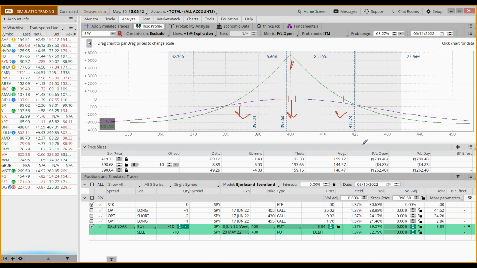VIX equals IV or stock price change. The VIX is IV, right? It is the implied volatility standard.